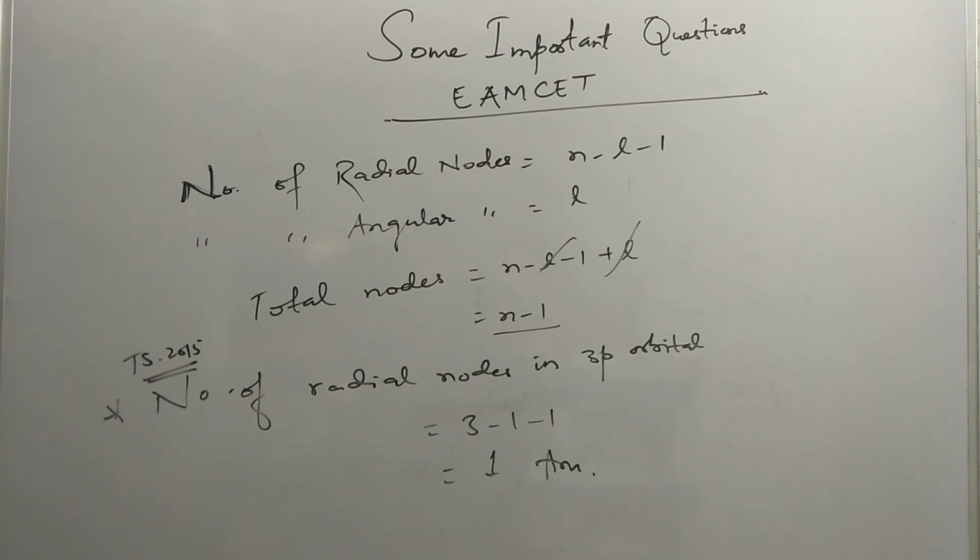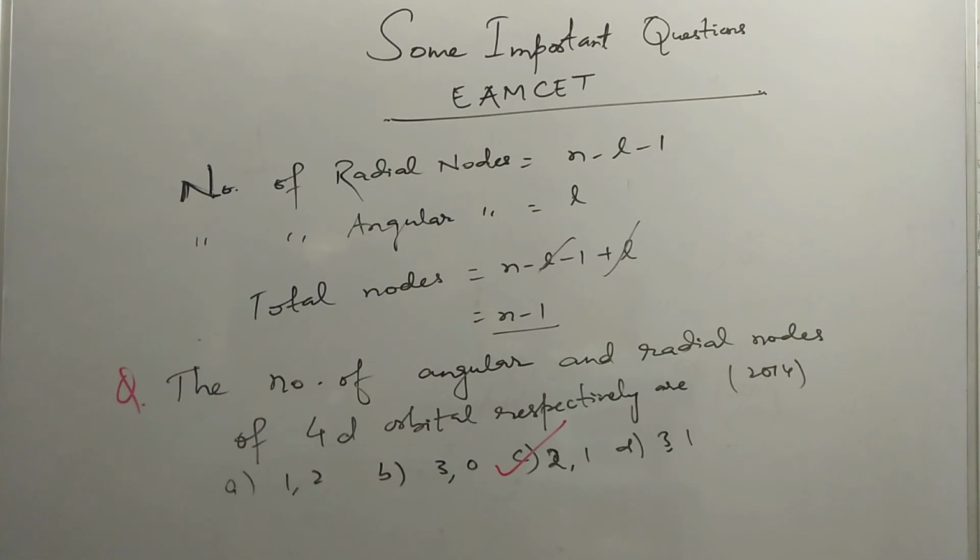One of the TS EAMCET 2015 questions was to find the radial nodes in the 3p orbital. So what you will do, you know that for 3p the principal quantum number is 3 and the azimuthal quantum number is 1. So put in the formula n minus l minus 1. So 3 minus 1 minus 1. So it becomes 1. This way you can solve a few of the questions. In my upcoming videos also I will be uploading more EAMCET questions like this.